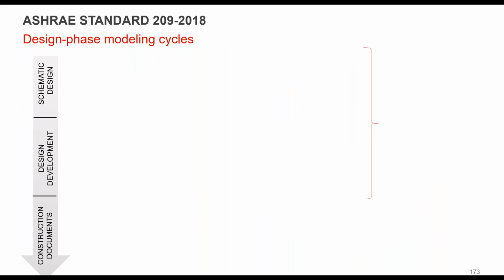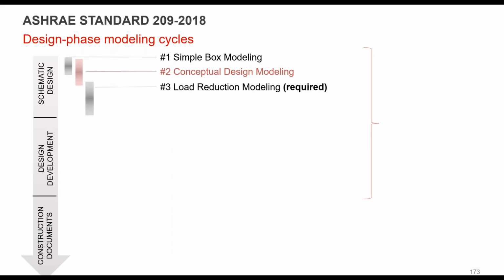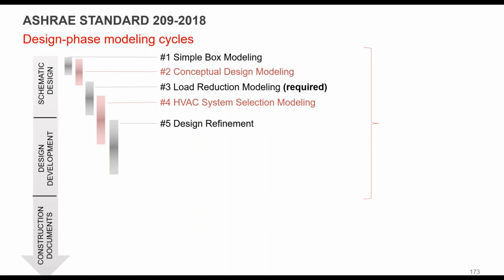I'm sorry, I am moving pretty quickly here, but simple box modeling might be done early in design, conceptual as well, and schematic. Load reduction modeling in schematic as well. And HVAC system selection can be started in schematic, but generally tends to bleed into design development, design refinement, getting more details as the architect and engineers begin to select particular items or specifications for that.